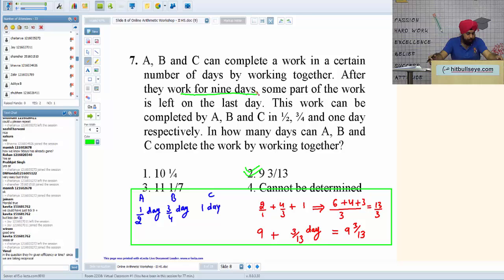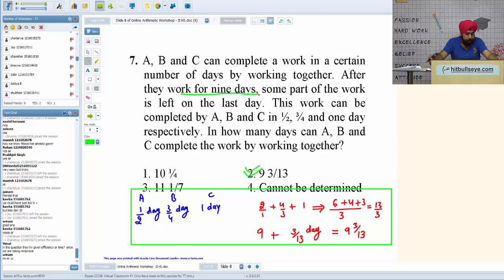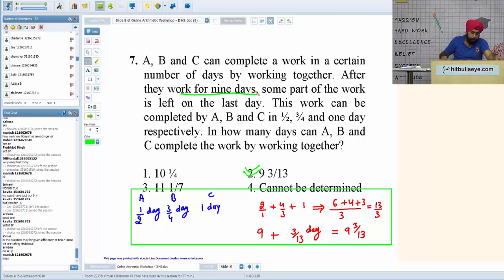Hey guys, some of you are not answering anything. You all are slipping. Read it carefully. Vimal, it says this work can be completed by A, B and C in half, 3 by 4 and 1 day respectively. So what is given is the number of days. Yeah. Okay guys, so let's move on to the next question.